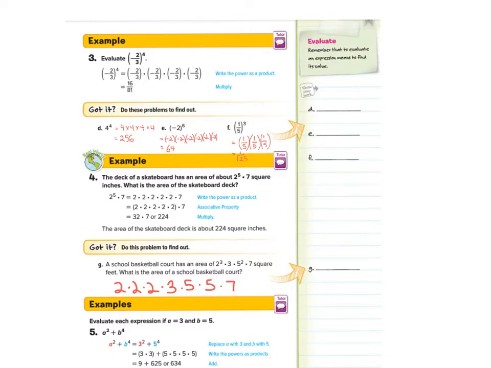That is my mental math. I hope I'm not wrong. Let me check my answer on the calculator. Okay, I just checked my calculator and I was correct. I was not wrong. So what is the area of a school basketball court? The area of the school basketball court is 4,200 square feet. And as I've mentioned in the past, a word question needs to be answered with words. The area of the court is 4,200 square feet.